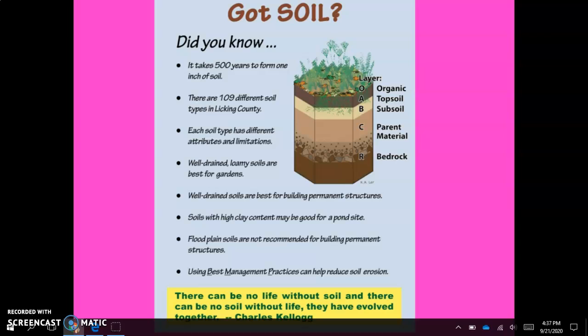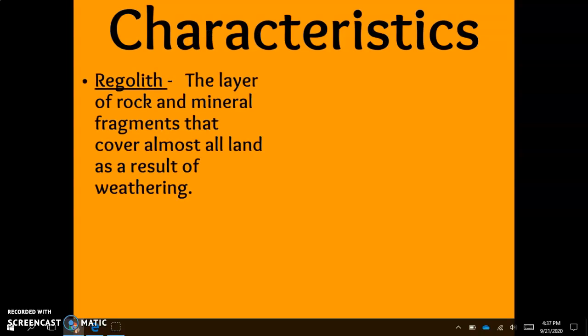It takes about 500 years to actually form 1 inch of soil, which is not a lot if you think about it, but it's an incredibly long time to make that. There's different types of soils, and different buildings can be created on different types of soils depending on how much water they hold and how sturdy they are. And then different types of soils also will have different permeabilities, meaning some of them will hold water better than others. So it's just very interesting to talk about soil itself and how intricate it is and how different it can be.